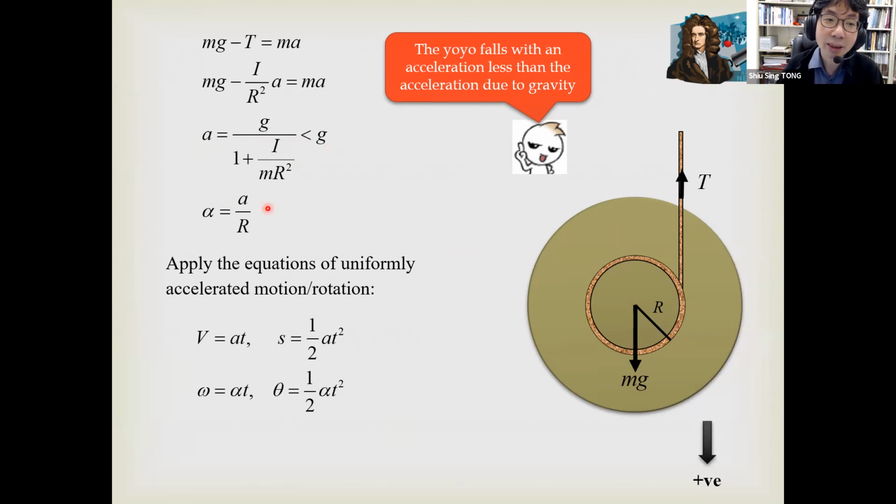Okay. Now for the no slip condition, we always have alpha equal to A over R. The linear and the angular acceleration are related this way. Now because both the A and alpha are constant in this situation, A is constant, so alpha is also constant, because alpha is just A over R. So we can now apply the equations for uniform accelerated motion and uniform accelerated rotation to calculate the linear velocity, angular velocity, linear displacement, and the angular displacement.